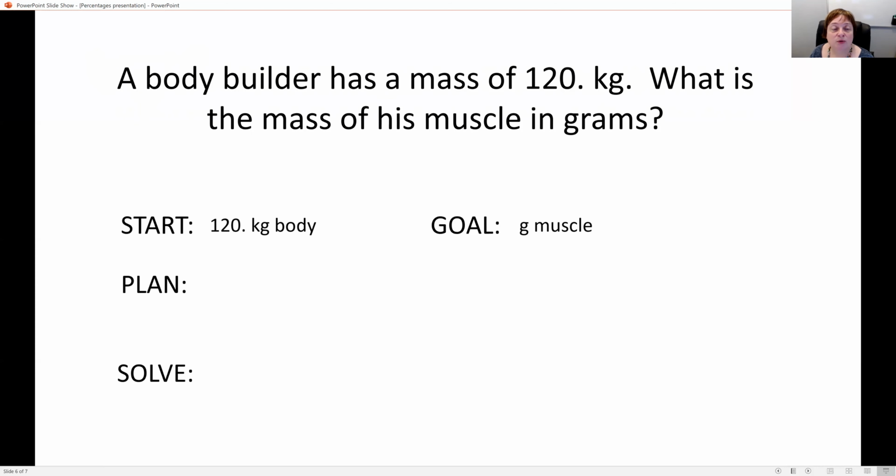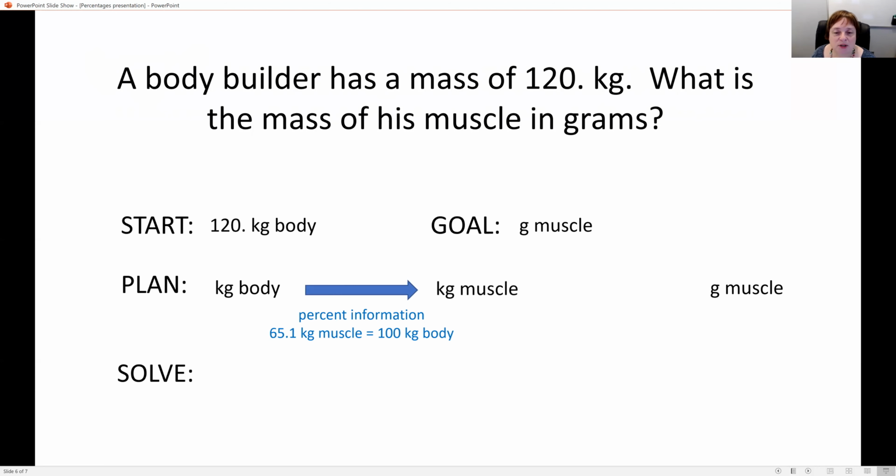So we start with what we have. A bodybuilder, he or she has a mass of 120 kilograms, and we're trying to find out the mass of muscle in grams. So that is my goal, grams of muscle. Again, note that those are two different materials. So I know that somewhere in my plan, getting from kilograms of body to grams of muscle, I am going to have to probably use some kind of conversion factor. Percentage is what we have available to us to relate those two different kinds of materials. But the other tricky part is that those are two different units.